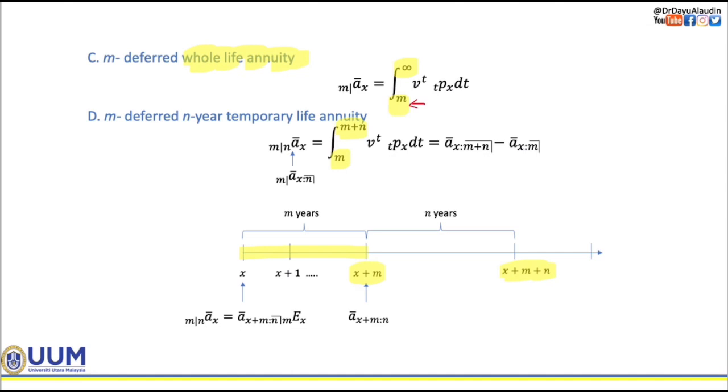We can also find the m-deferred n-year temporary life annuity using this formula. The m-deferred temporary life annuity can also be written in terms of this one, meaning that this individual must survive until m years, times the annuity at x plus m for n years.